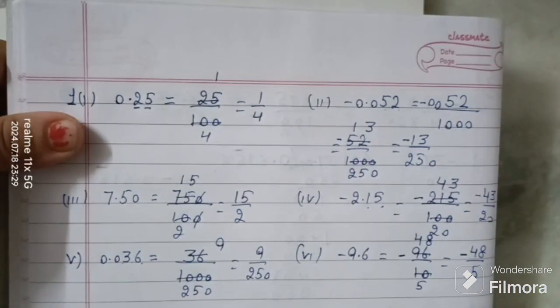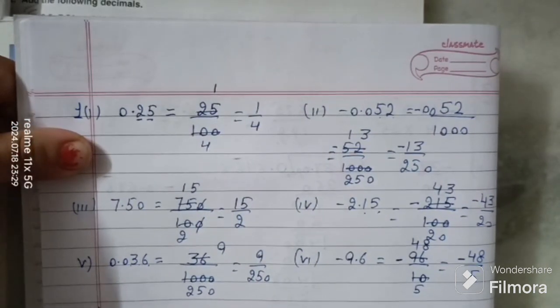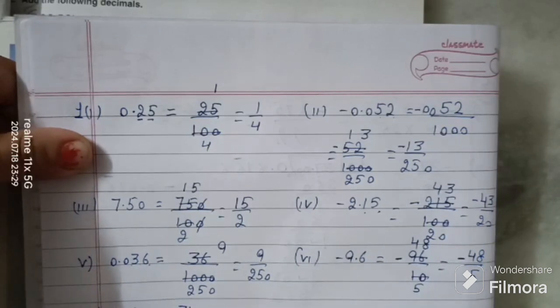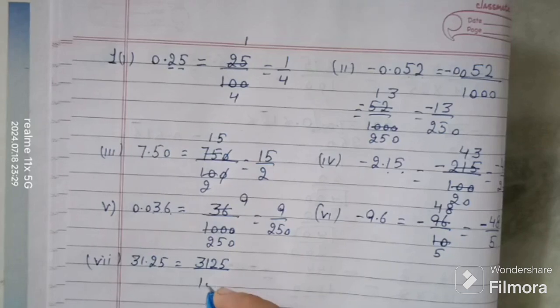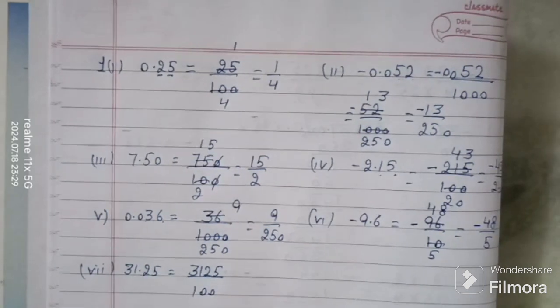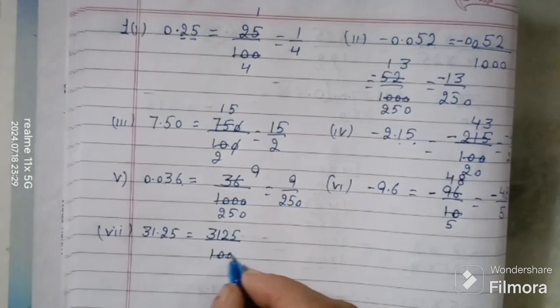because there is no common factor between 48 and 5. The next part of question number 1 is the 7th. The sum is 31.25. We will write 3125 as it is. And how many digits are there after the decimal point? 1, 2. So I have to put 2 zeros in the denominator. Are these two numbers co-prime? No, they have a common factor. What is the common factor here? 25.